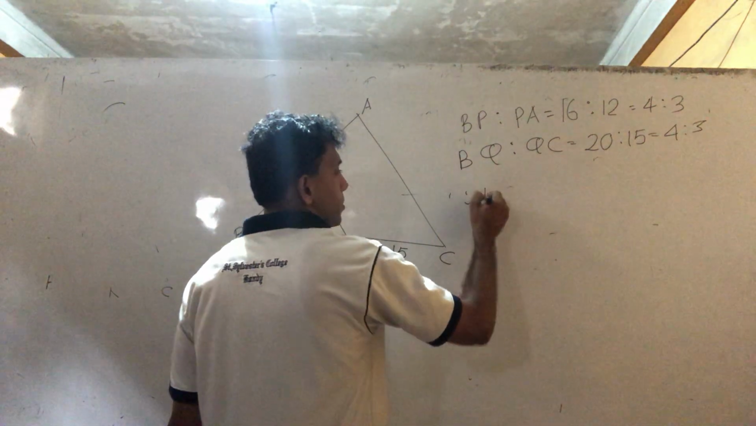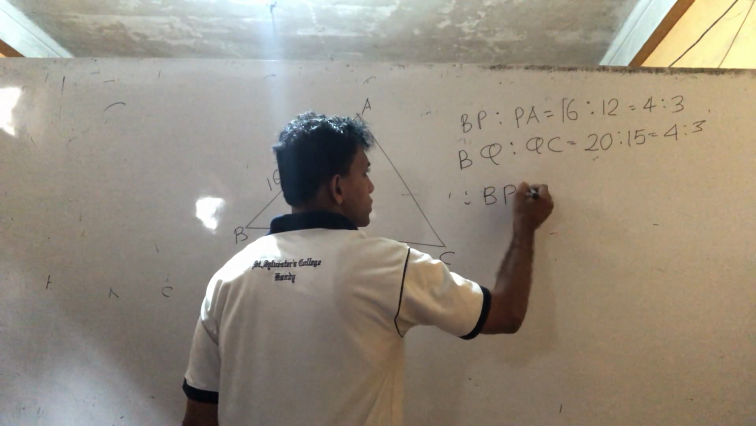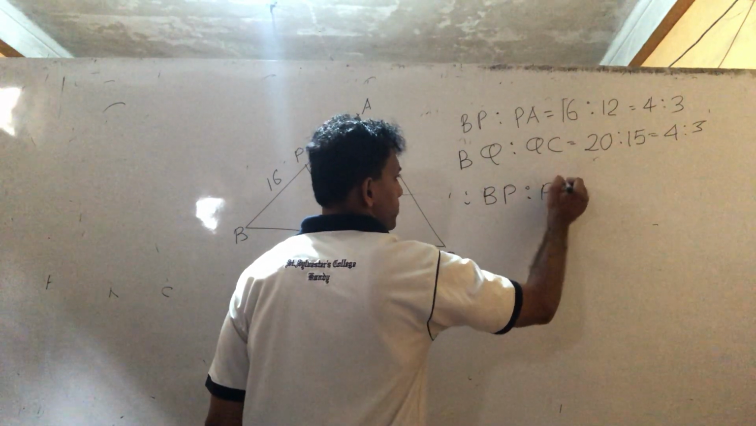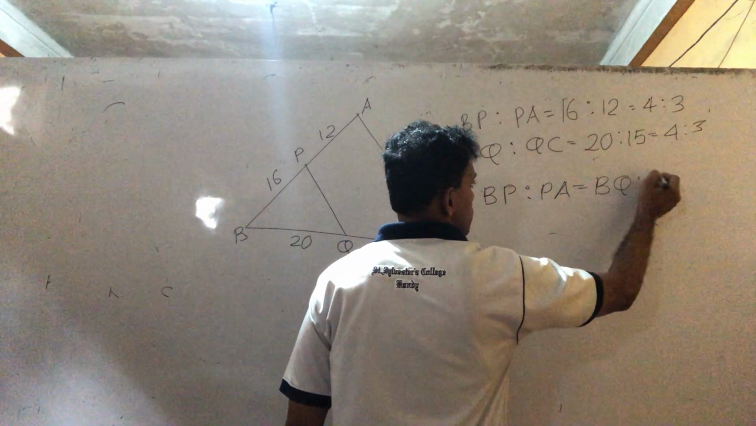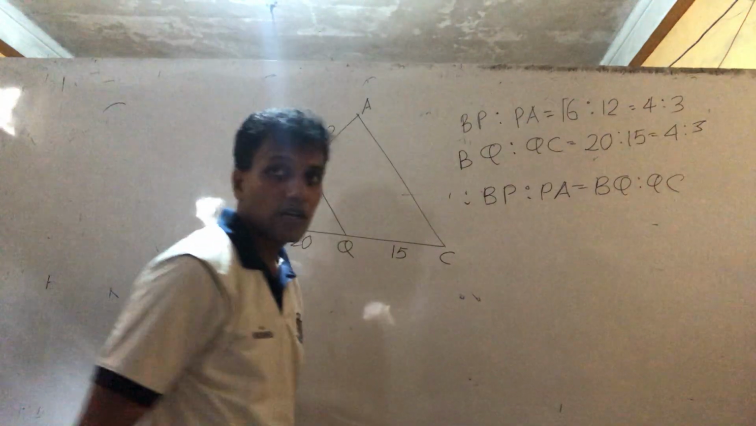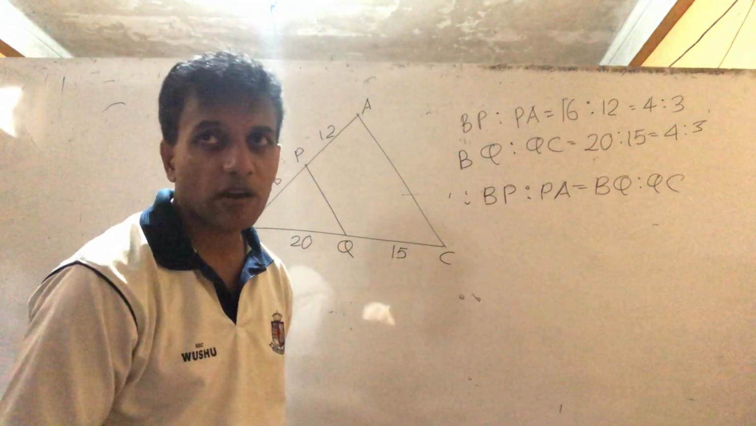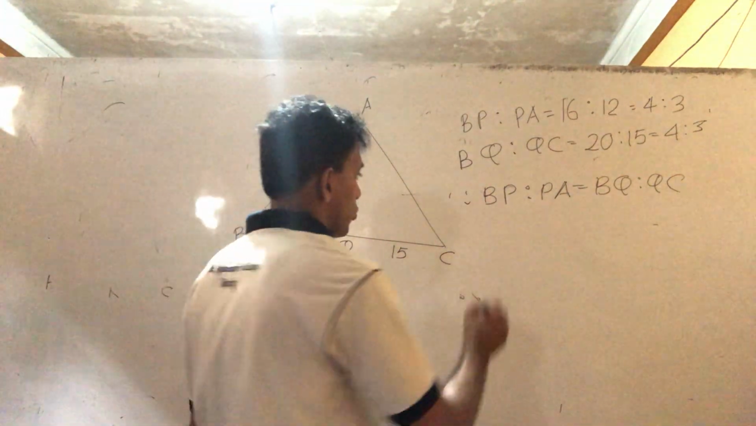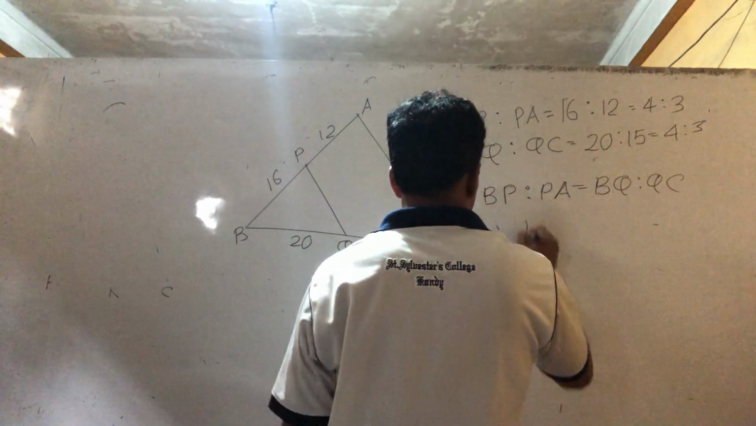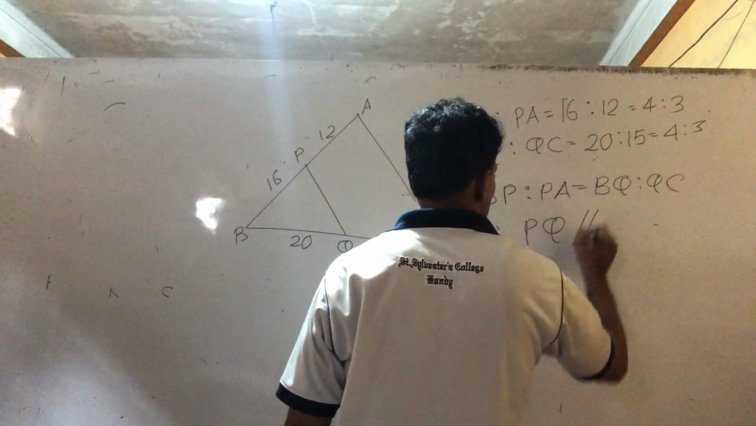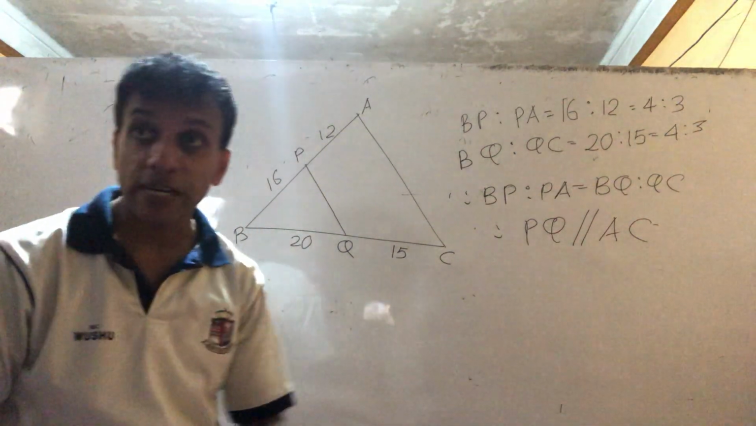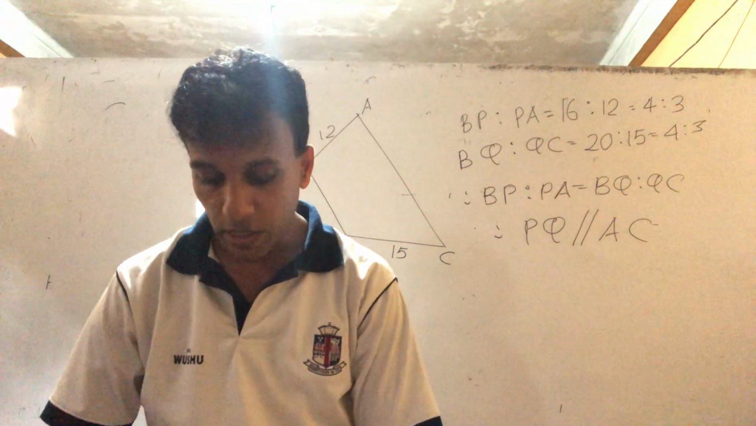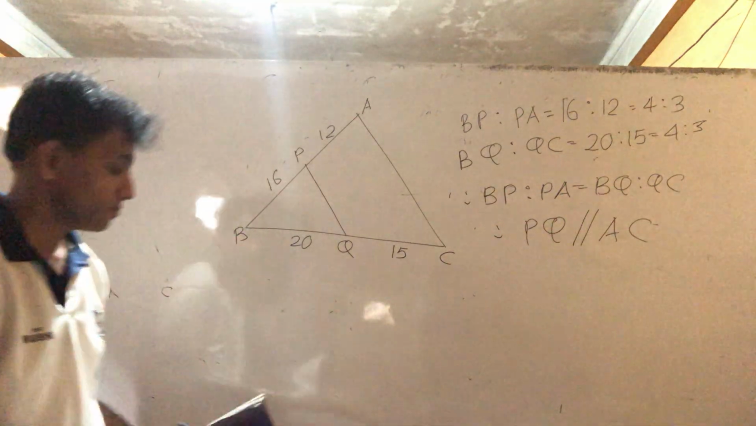Therefore, BP is to PA equals BQ is to QC. Is it so? The ratios are equal. Therefore, the lines are parallel. Therefore, PQ is parallel to AC, right? Clearly identify how to apply the reverse of that theorem, the converse theorem, right?